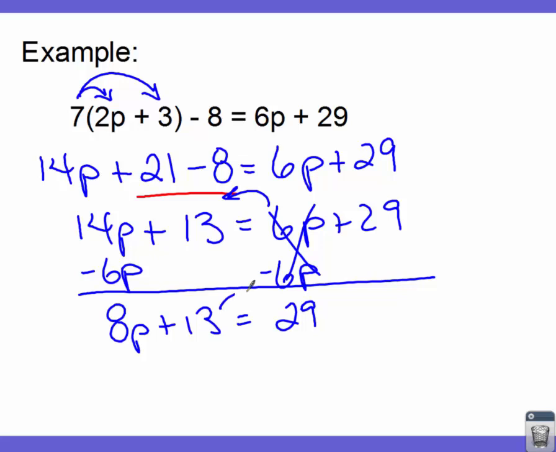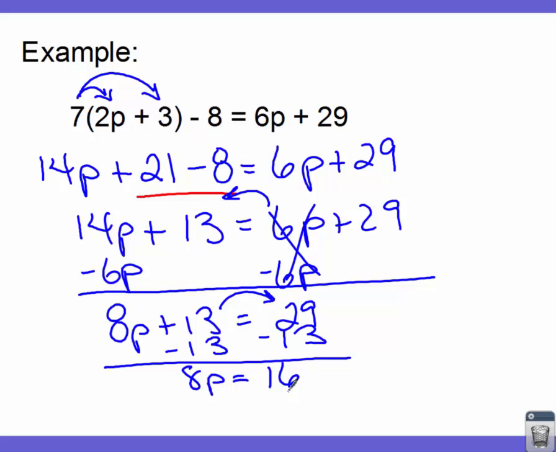So now I need to move the 13 over to be with the 29. So I'm going to do that by subtracting the 13 from both sides. And then you end up with 8p is equal to, and then 29 take away 13 gives us 16. So now how do I get rid of the multiply by 8? I do a divide by 8, do a divide by 8, and you end up with p is equal to 2 when it's all said and done. So that's the type of multi-step problem I'm referring to.